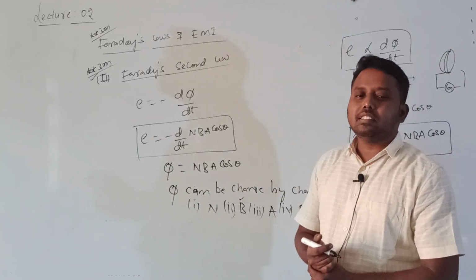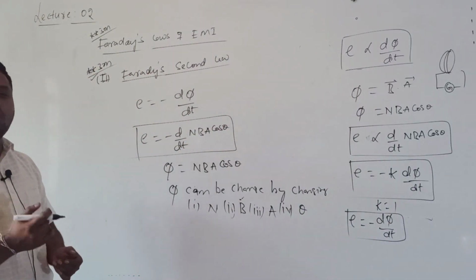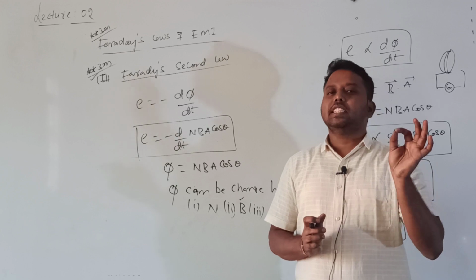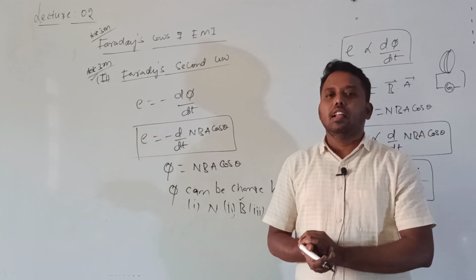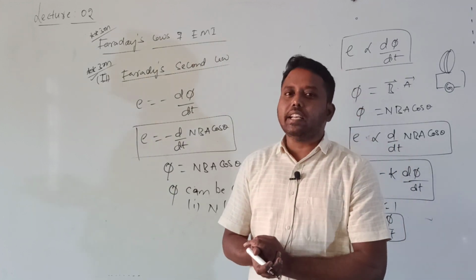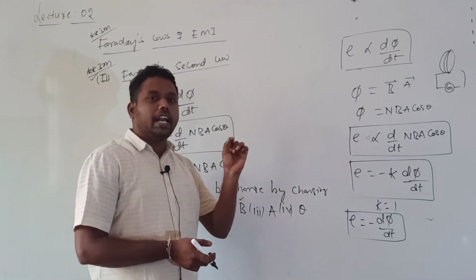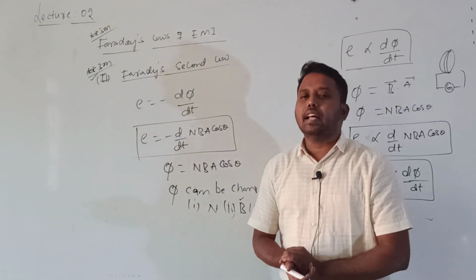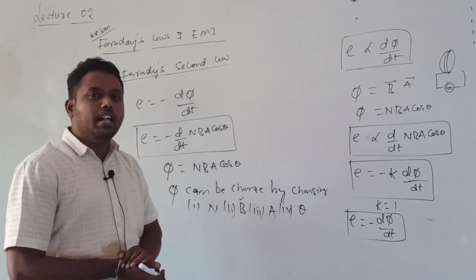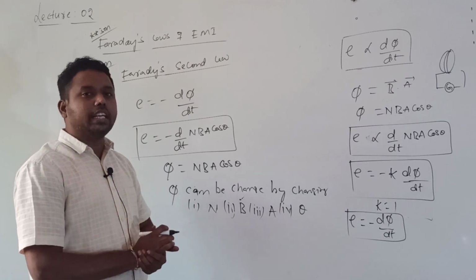Understood? This is Faraday's second law of electromagnetic induction. So two laws are very important. What is the first law? Whenever there is a change in magnetic flux linked with the coil, an EMF is induced in the coil, hence current will flow in the coil. That current is called induced current. The second law: the induced EMF developed in a coil whenever there is a change in magnetic flux linked with the coil is directly proportional to the rate of change of magnetic flux.